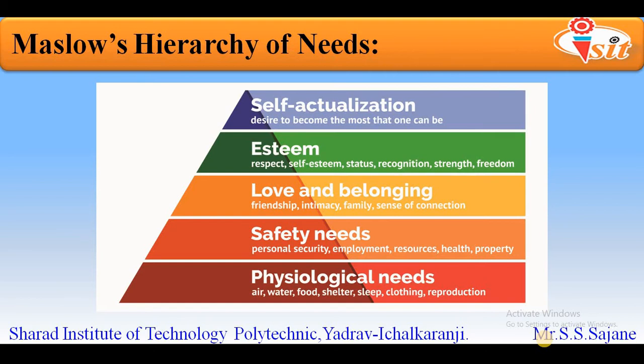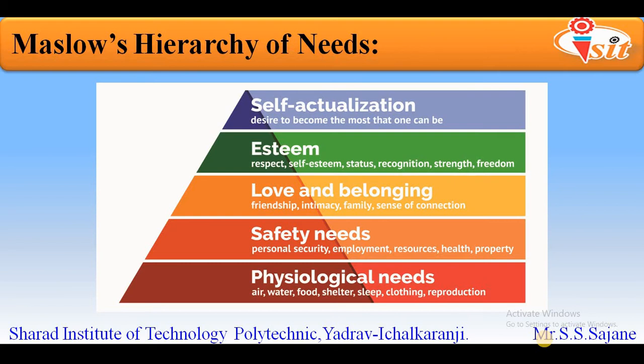Then comes the third stage, which is called the belonging stage or love stage. Once the person has met the lower physiological and safety needs, the higher needs can be addressed. This begins with the belonging stage, which can also be referred to as the social needs stage. These are the needs related to interaction and can include family and friendship.